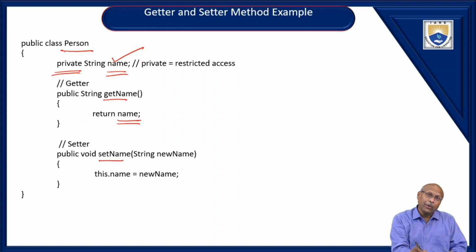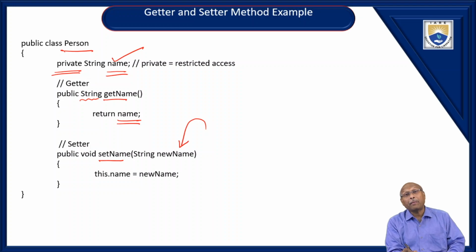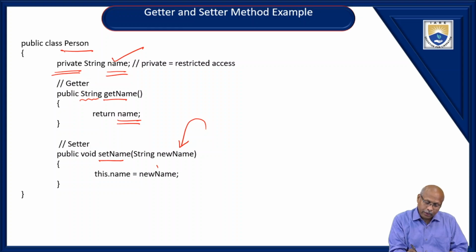Automatically, whatever name you have given, that will be returned. This name is what type? It is a string type, so the return type should be String. So this is the way you would write the getter method. Similarly, the setter method. What is the setter method? You are setting a new name for my private variable. So you can write setName followed by your passing parameter. This name you are assigning to your member variable, which is private.